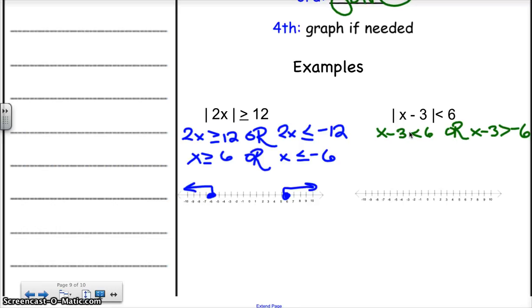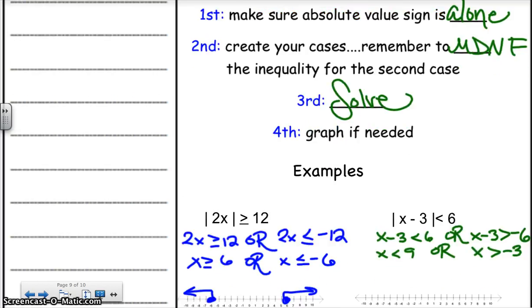Solving both cases, I'm going to add 3. So I get x is less than 9. That's me adding 3. Or x is bigger than negative 3. Now it looks like an or statement, but watch when I graph it. I'm going to wait for you to catch up to me because I want you to see my process here.